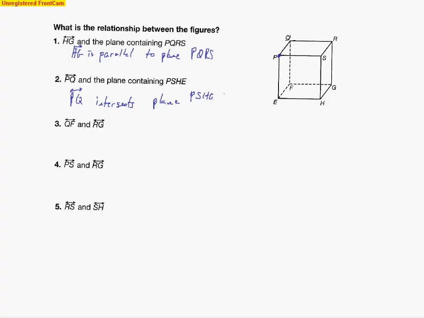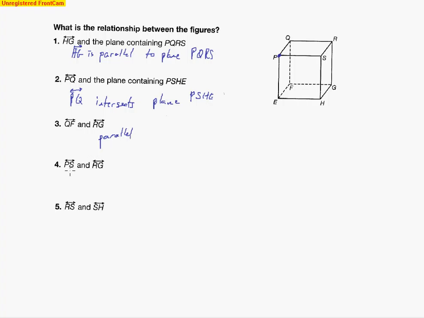Now QF. QF is this way, straight up and down, and then RG. Here's RG. Notice they're talking about just two lines, so our answers are either that they intersect, they are parallel, or they're skew. Notice that QF and RG are on the same plane over here. They're in one plane, and they're parallel to one another. So we will just say that they are parallel.